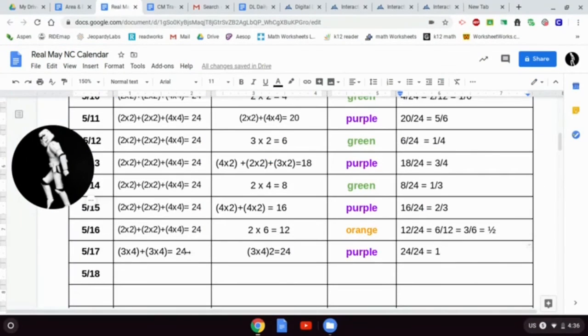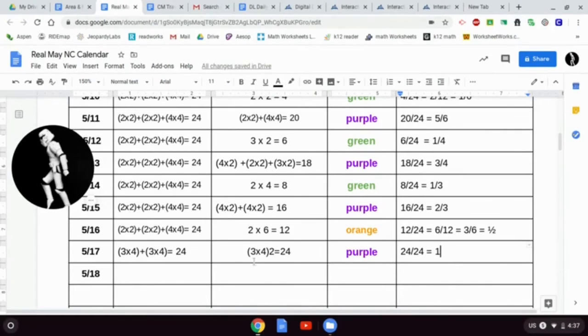All right, for the 17th, we have our total shape, which is a 3 by 4 plus 3 by 4, 2 small rectangles. Add those together, you get a total of 24 square units, which is consistent for the rest of the month. Now, when we listed it, I listed these equations in two different ways. They're the same equation, though. Here we have 3 by 4 and 3 by 4 added together.